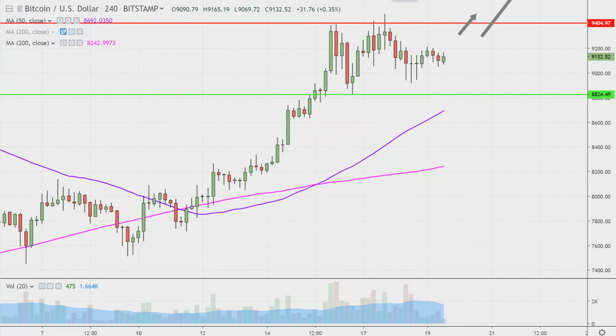Overall, though, definitely a great looking chart, and the healthy consolidation continues. So let's see how this one continues to play out.